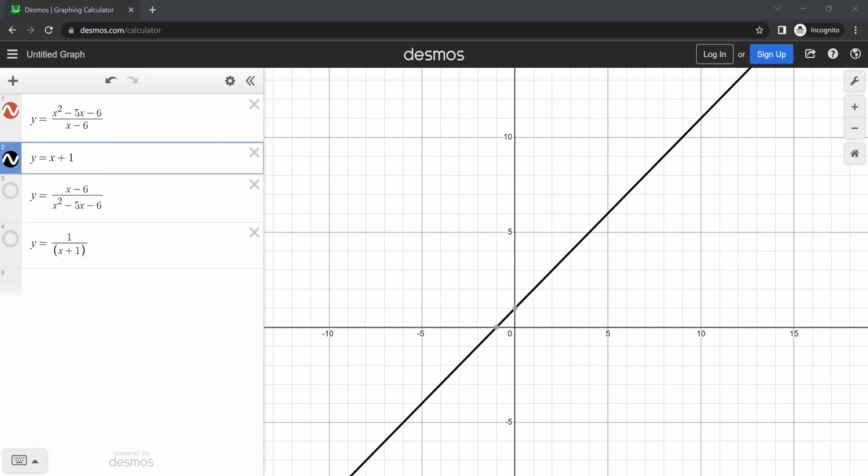Okay, so here's what we'll do. We'll just answer the same questions, but I'll give you a different function. How about that? So let's say f of x equals (x plus 2)(x minus 2) over (x minus 3)(x plus 1).